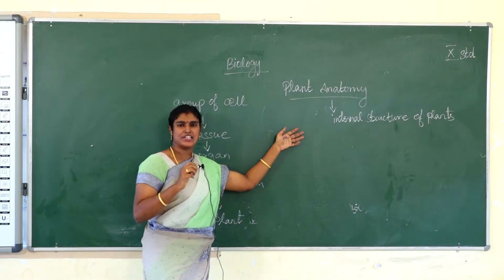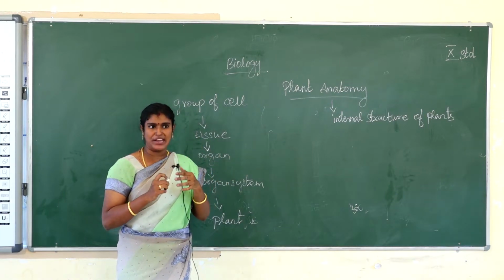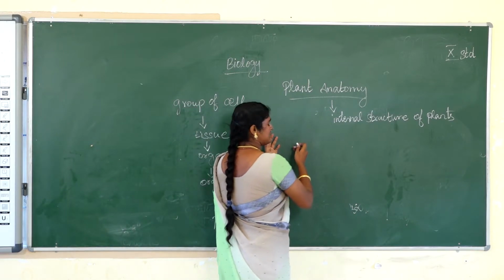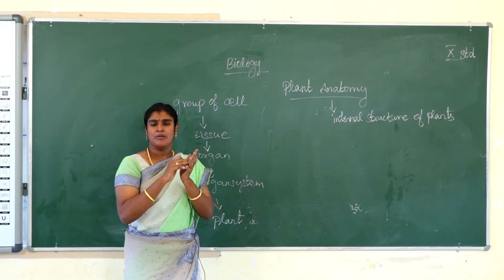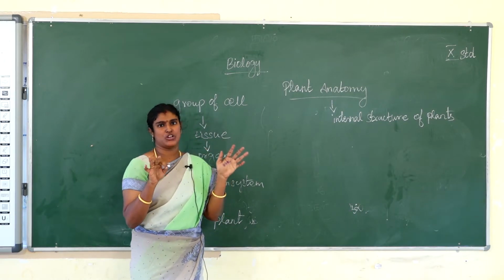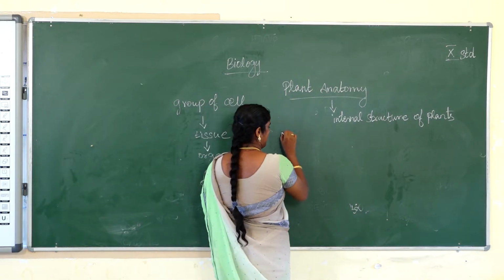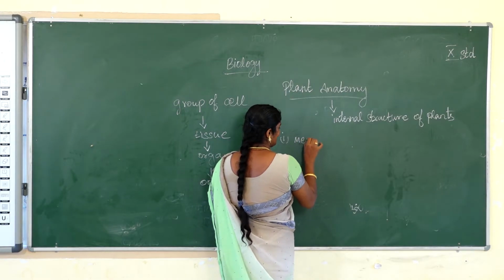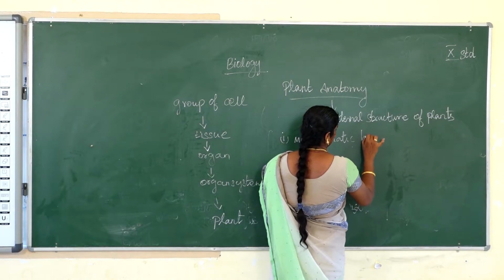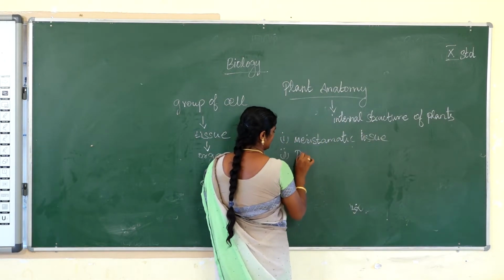Today we discuss the main topic, the internal structure of tissue. What is tissue? A group of cells is called tissue. The cells may be dissimilar in structure, but the function is the same. Tissues are classified into two types. First one, meristematic tissue. Another one, permanent tissue.